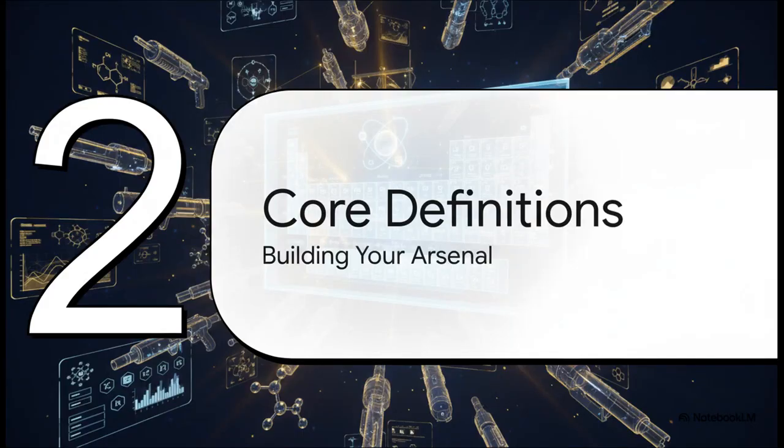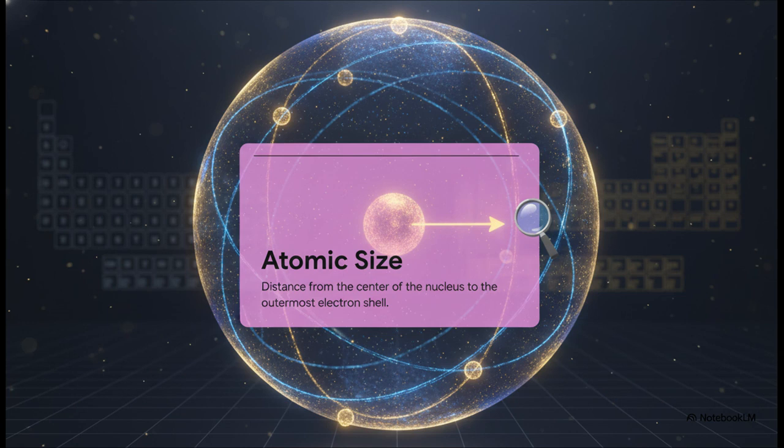Moving on to section 2, the arsenal, core definitions. First up is atomic size, or atomic radius. I want you to picture an atom with a dense, heavy nucleus right in the center, with rings of electrons orbiting it. The atomic size is simply the physical distance from the absolute center of that positive nucleus straight out to the outermost electron shell.